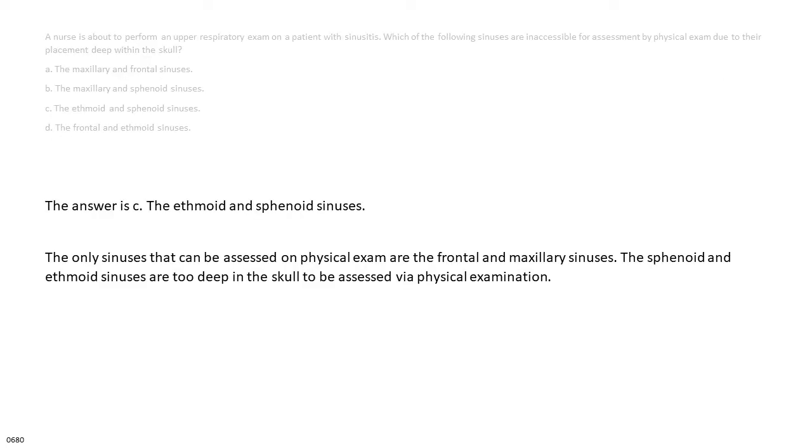The answer is C. The ethmoid and sphenoid sinuses. The only sinuses that can be assessed on physical exam are the frontal and maxillary sinuses. The sphenoid and ethmoid sinuses are too deep in the skull to be assessed via physical examination.